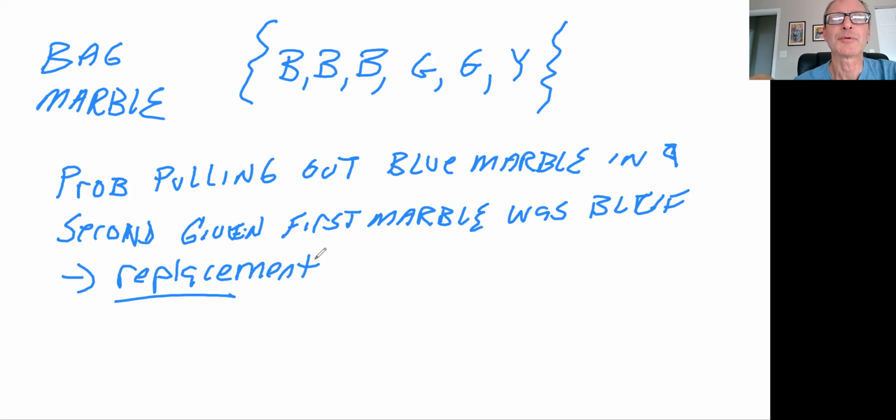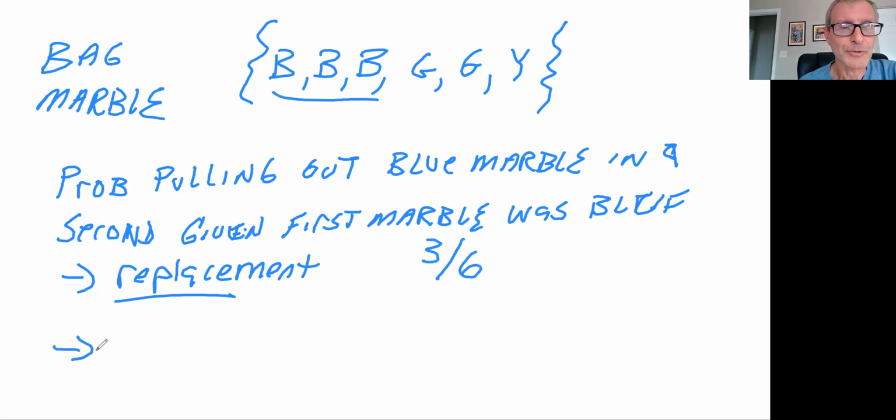So what ends up happening? We pull out the blue marble. And then what do we do with it? Well, we take the marble and put it right back in. And then we pull out the second blue. And so what's the probability of pulling out the second blue marble, given that we pulled the blue one out and then put it back? Well, you can see it's going to be 3 on the top and 6 on the bottom.